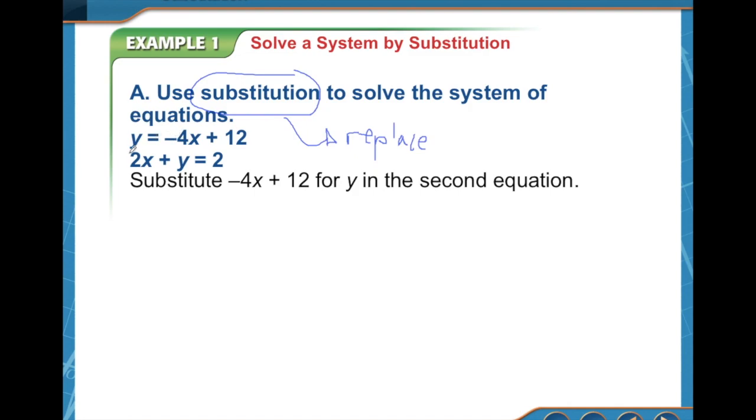So if I take this now 2x plus y equals 2, I can change the y here. I can replace the y and instead say, what is y equal to? Well, y is the same as this whole negative 4x plus 12 expression. So in my second equation, I'm going to substitute negative 4x plus 12 for y because those are the same things. So I'm going to rewrite that now. Here's my second equation as we started. And now focusing on the y, I'm going to change it to what it is equal to, negative 4x plus 12.